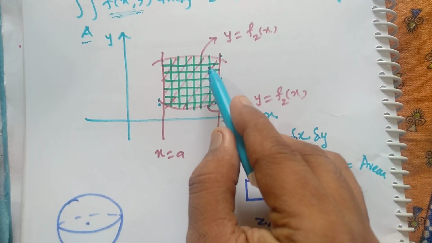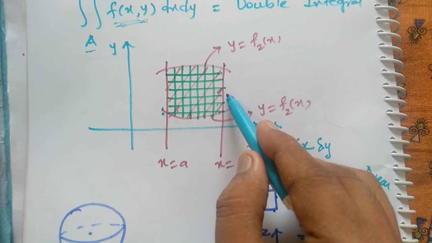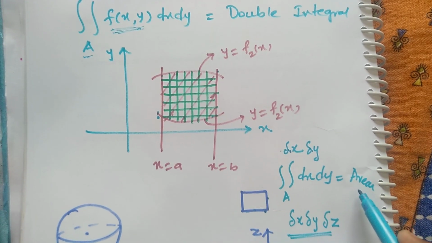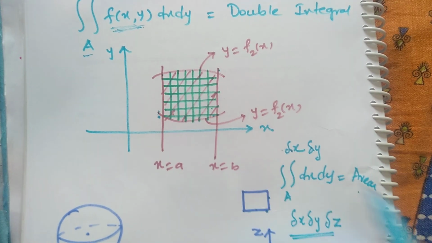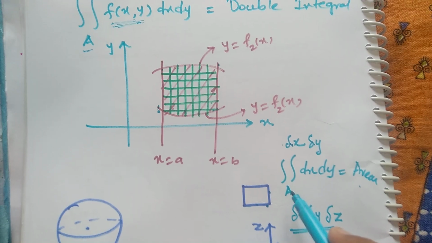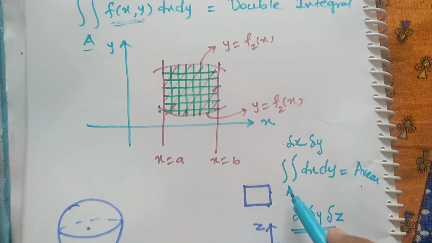If you take the sum of the areas of all those rectangles, and then the limiting case of that, it gives you the area bounded by that closed curve, and it is given by the double integration of dx dy over the area A.